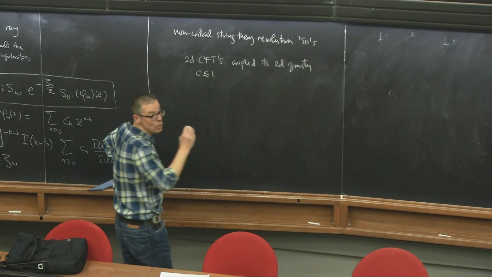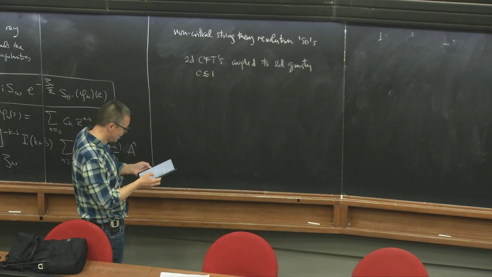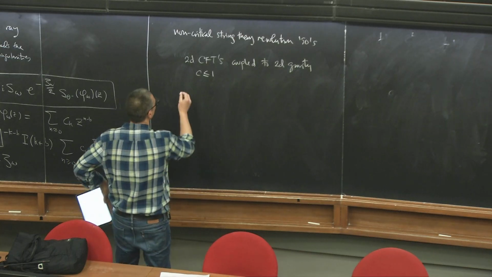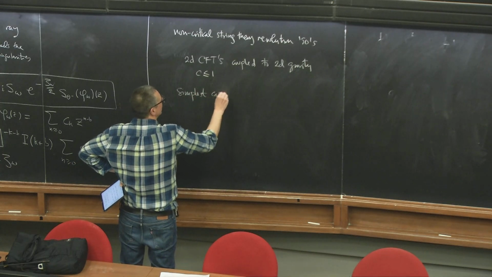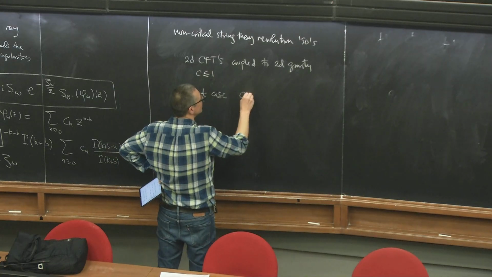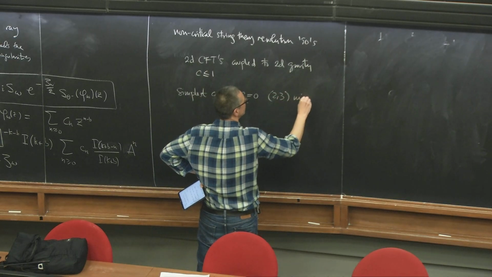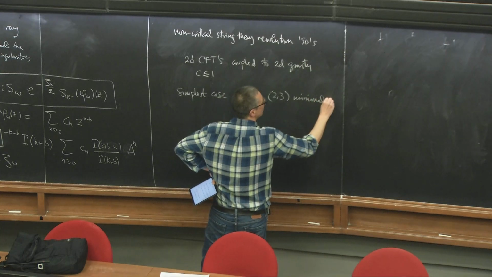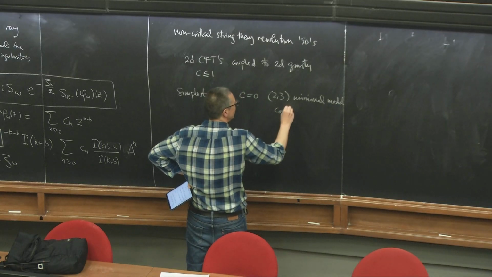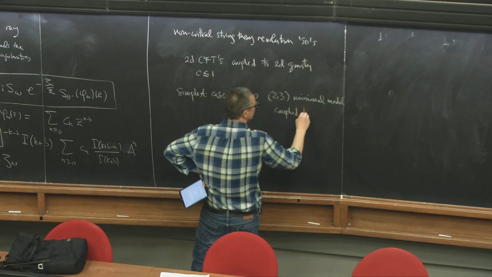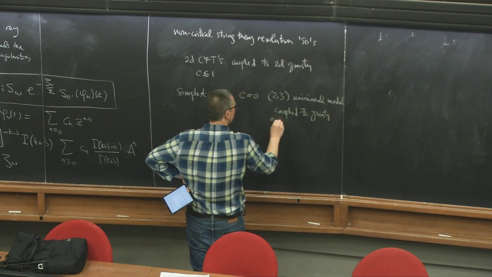Actually, I'm not an expert myself on the continuum theories of 2D CFTs coupled to gravity. So we are going to focus on the simplest case, which is the theory in which there is essentially no matter, c equals 0. This is sometimes called the (2,3) minimal model coupled to gravity. From the point of view of matter, this has no degrees of freedom, and this is sometimes called pure gravity, okay?